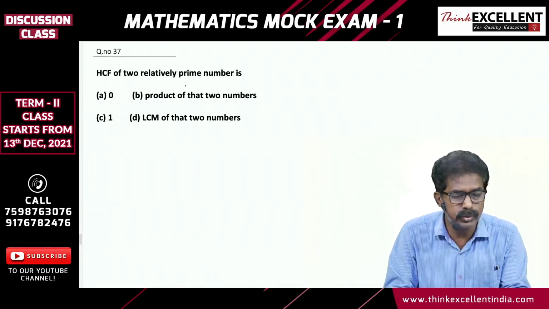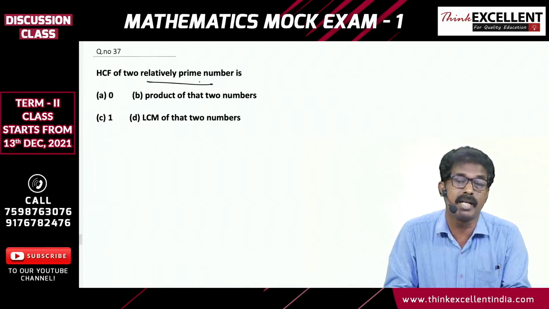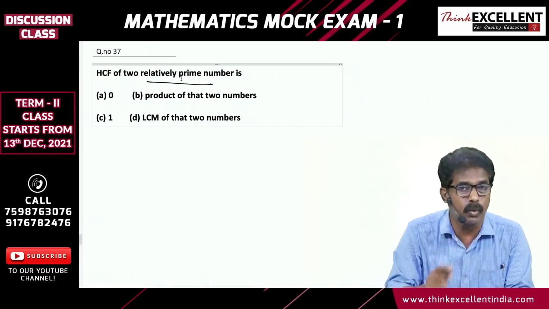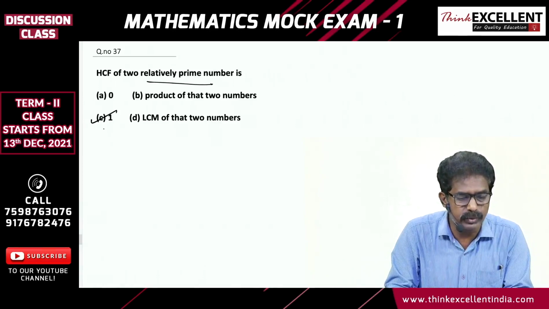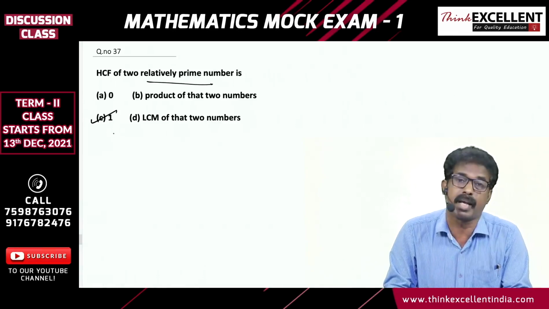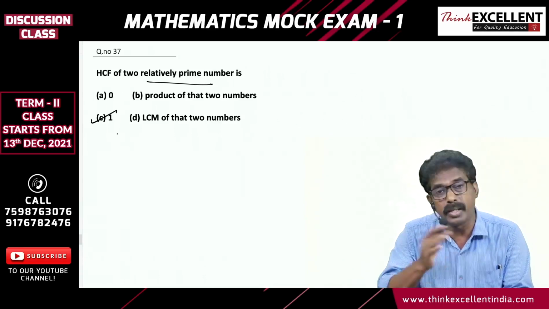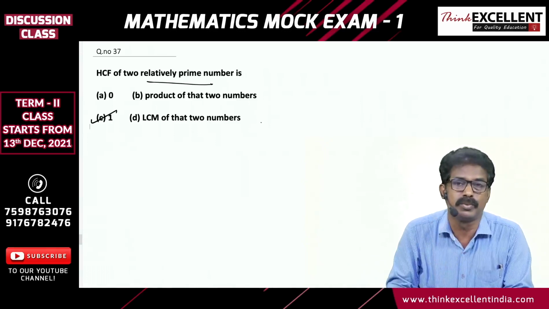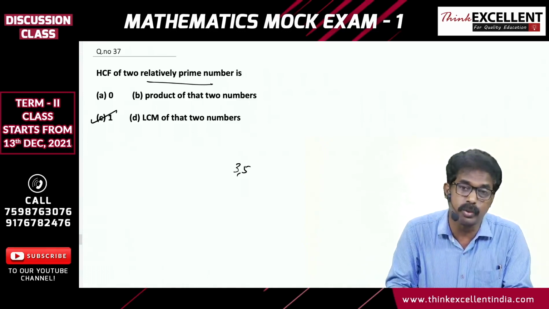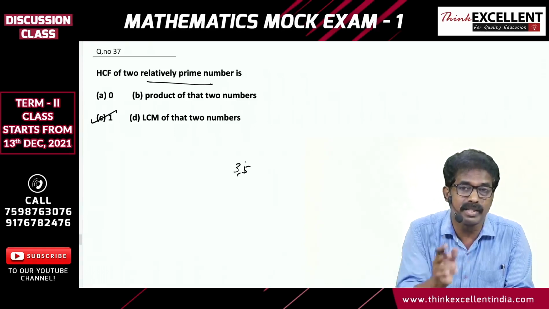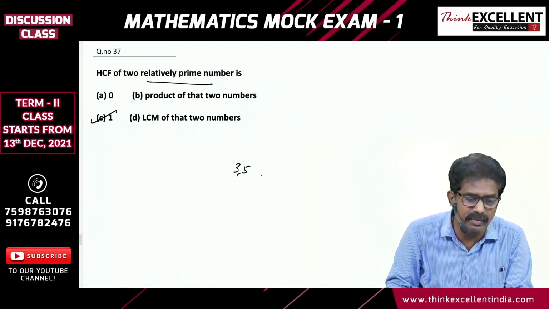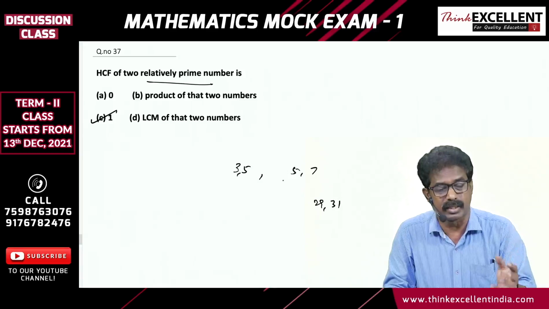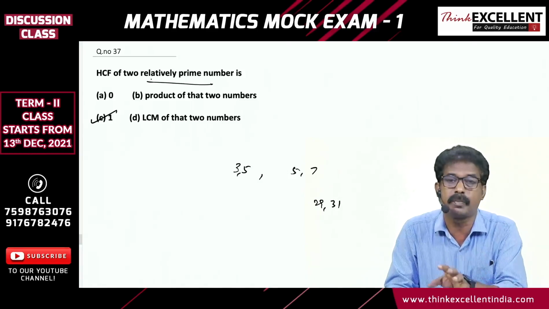HCF of two relatively prime numbers is same as what? Coprime. Coprime is they have no common factor other than 1, right? So HCF of that two relatively prime. Another name is coprime. There is another one called twin prime, but don't worry about that. Twin prime means both the numbers must be prime and the difference must be 2. For example, 3 and 5 are twin prime. Both must be prime, and the difference must be 2. So 3 and 5, 5 and 7, even 29, 31. There are a lot of prime numbers like that. These are called twin prime. So here relatively prime is same as what? Coprime.